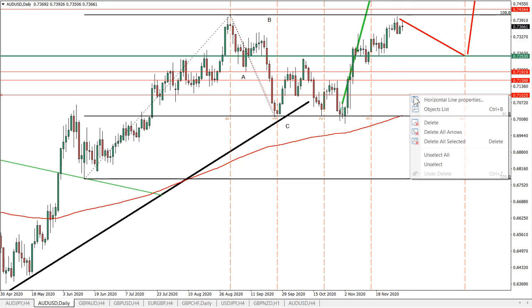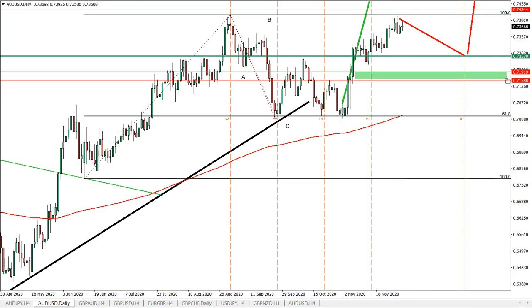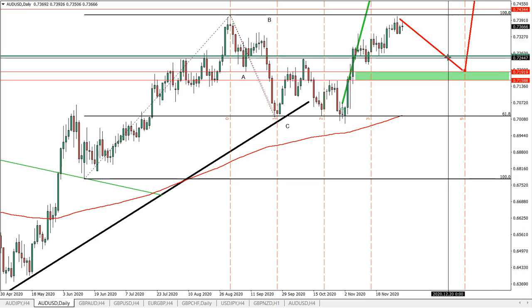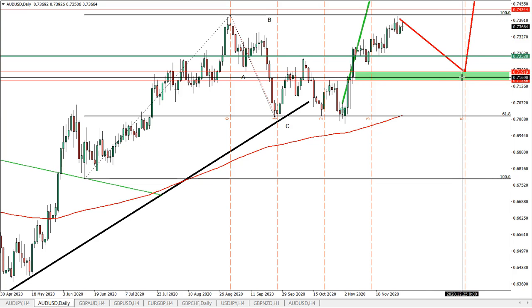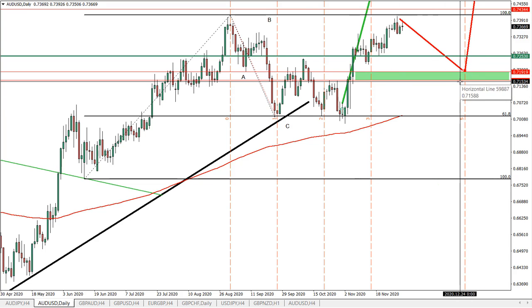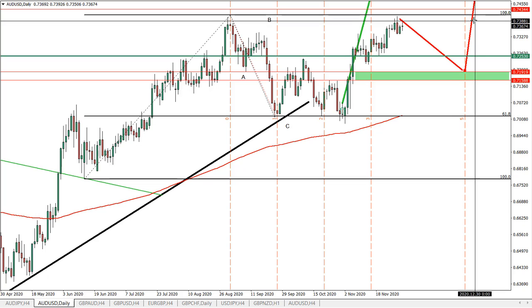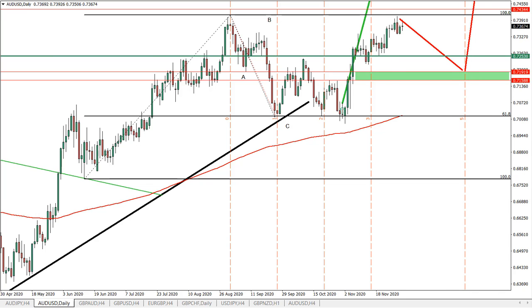I will remove this, and what we have is the support area that we will expect for this currency pair. So we might see the decline such as this before the uptrend continues. This price could be of huge interest for buyers as long as it holds. So the daily forecast remains bullish, but this correction I do expect.